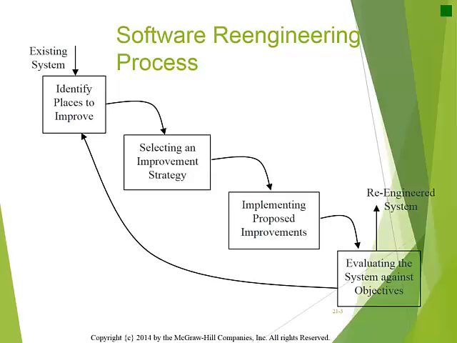3. Implementing the proposed improvements. The proposed improvements are implemented. Testing and regression testing are performed to ensure that the re-engineered software system satisfies the requirements. 4. Evaluating the system against objectives. The modified system is assessed against the objectives. If further improvement is needed, the process is repeated.